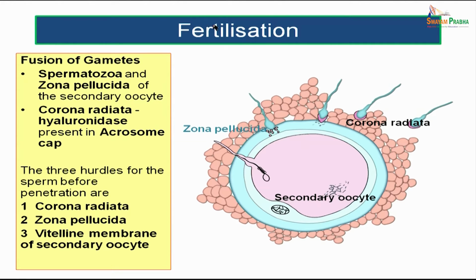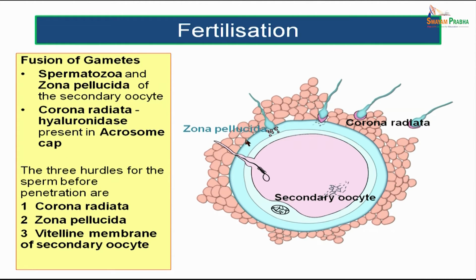Before the fusion of gametes, that is, between the spermatozoa and the secondary oocyte, the sperm has to cross three main hurdles. The outermost hurdle is the corona radiata, which will be lysed by the hyaluronidase present in the acrosome cap of the sperm.